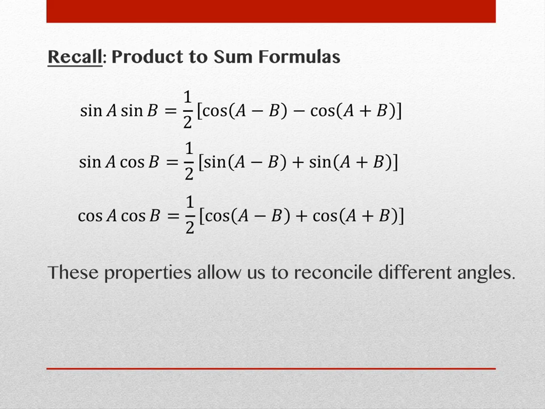So when this happens, we turn our product into a sum or difference. So on the first one, it's 1/2 cosine of, and I subtract the angles, minus cosine of adding the angles. The second one, when it's sine and cosine, I actually subtract the angles, add the angles, but it's with sines. And then when I have 2 cosines, I subtract the angles, add the angles, and it's with cosines. Okay? So they're all slightly different, but they're all pretty much the same too. Right? The formulas are different, but they operate in much the same way. So they allow us to reconcile different angles. So take a look at the next problem.